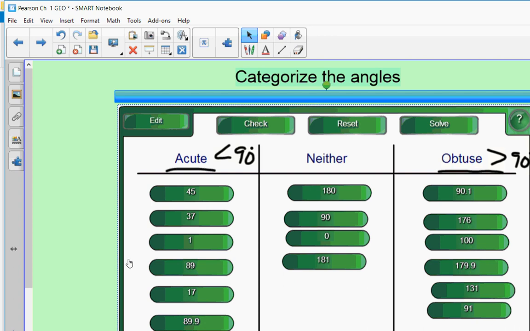So let's see if I'm right on all these. I'll check it. All green check marks, so I think we did good there, okay? So just being able to categorize angles by their names, and that's by what their measure might be, okay? All in relationship to 90, so hopefully you got that down, okay?